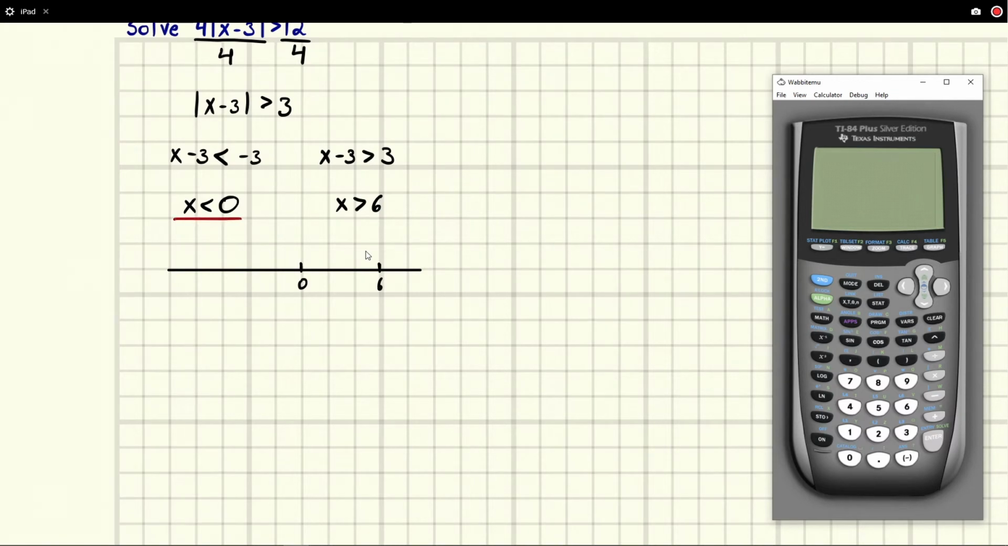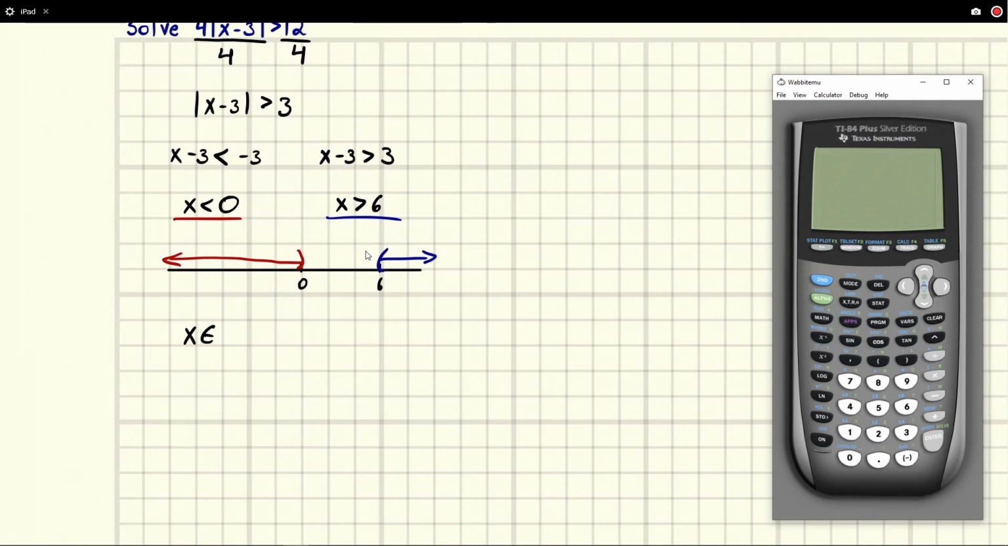And I'll do the one side in red. So here's x less than 0. Well, 0 is not included, so it's a parenthesis. And we're going this way. Everything less than 0. Now we'll do x must be greater than 6. Again, a parenthesis going this way. So these two areas, these two values will make our inequality true, but they don't overlap.